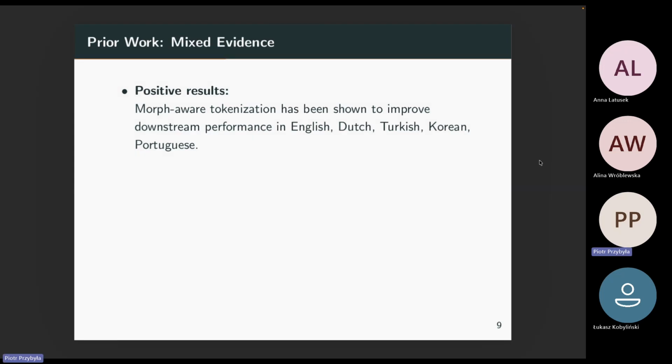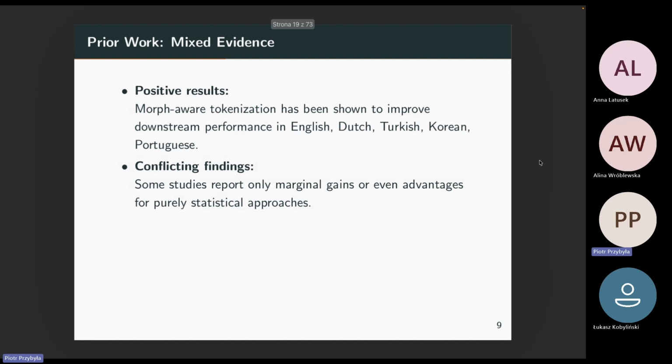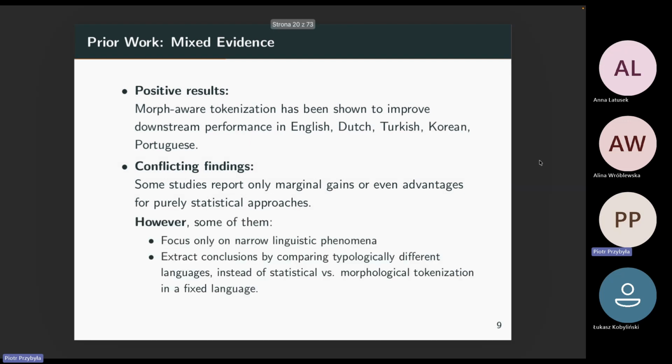Okay, so people, of course, looked at the problem in the past, and what they found is kind of mixed. So there are specific languages that people try to approach. Turkish is the famous example because Turkish is a very agglutinative language. So it has these giant words that connect many aspects of it. And sometimes people have seen improvement, but sometimes not. And these negative examples are kind of difficult to interpret because they focus on very narrow phenomena. So sometimes people check whether, I don't know, the genitive is represented properly in the tokens, right? But we care about more than just one single phenomenon.